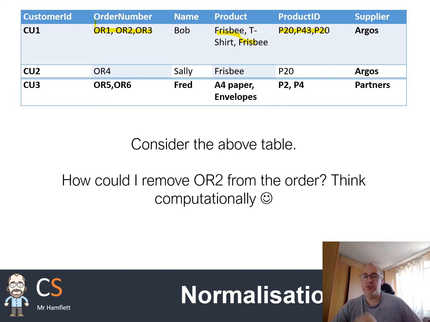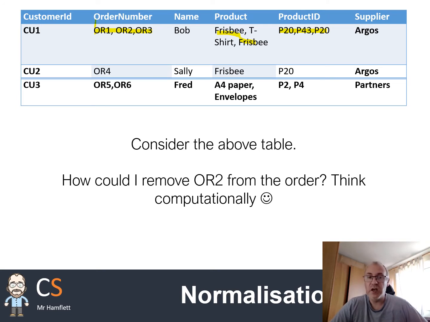So imagine Bob decides to cancel order 2 and we need to remove it from the database. Now, how would we do that? The answer is actually not as straightforward as you think. Well, can I just take it out? Job done. Well, no, I can't actually, because in order to do it, I need to ensure that these are in the right order. So what if order 2 was actually not the t-shirt, maybe it was the second frisbee that they wanted? So these have to be in the right order.